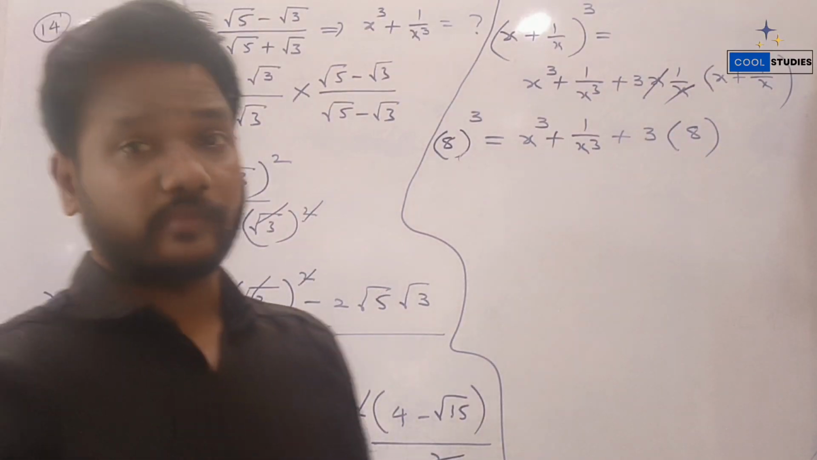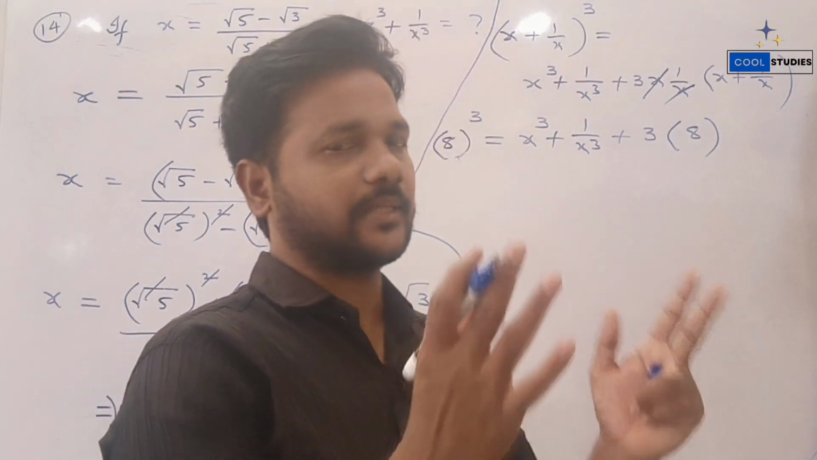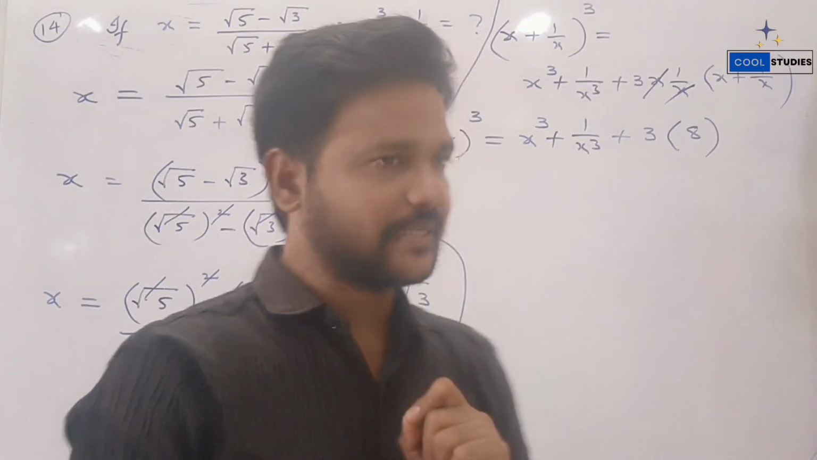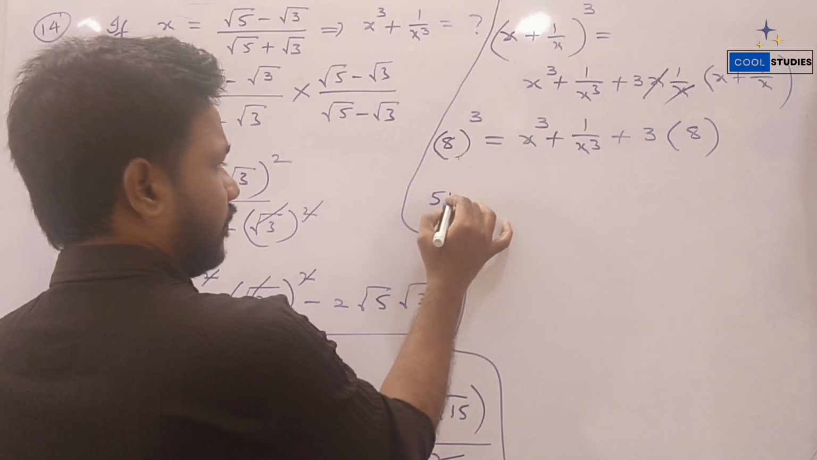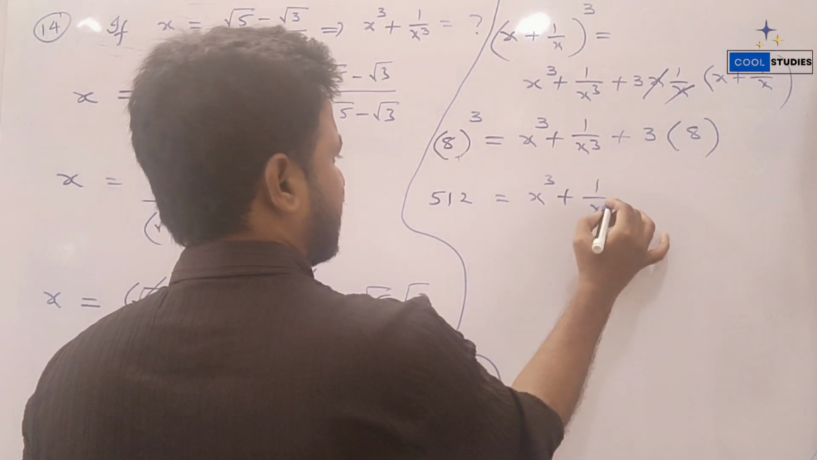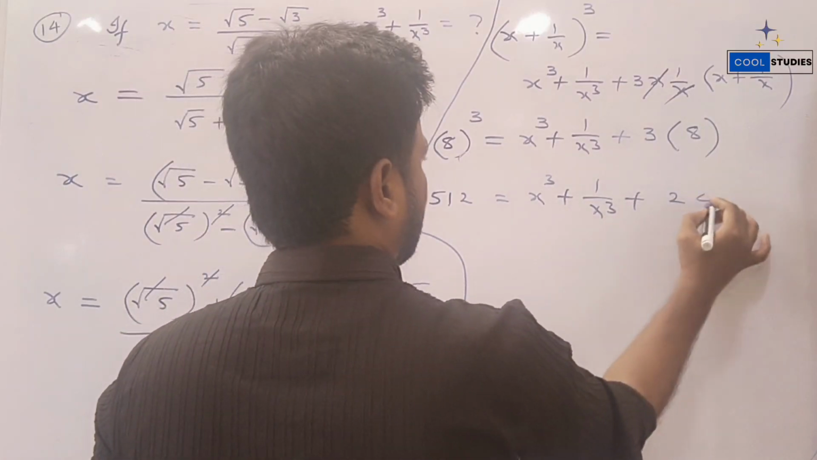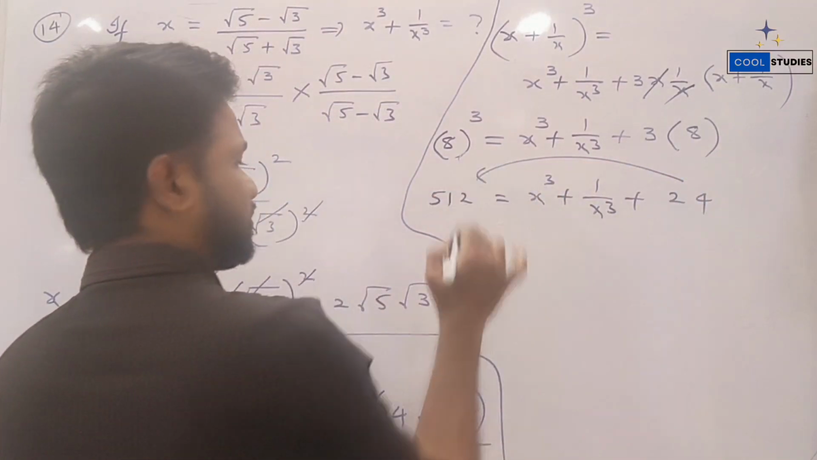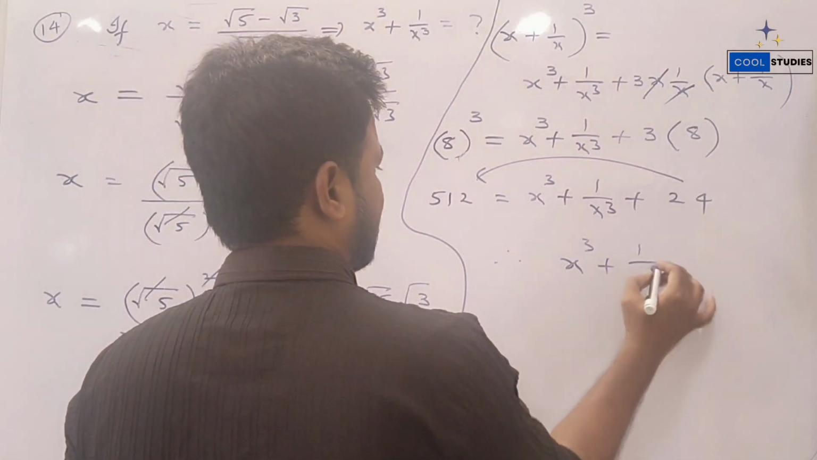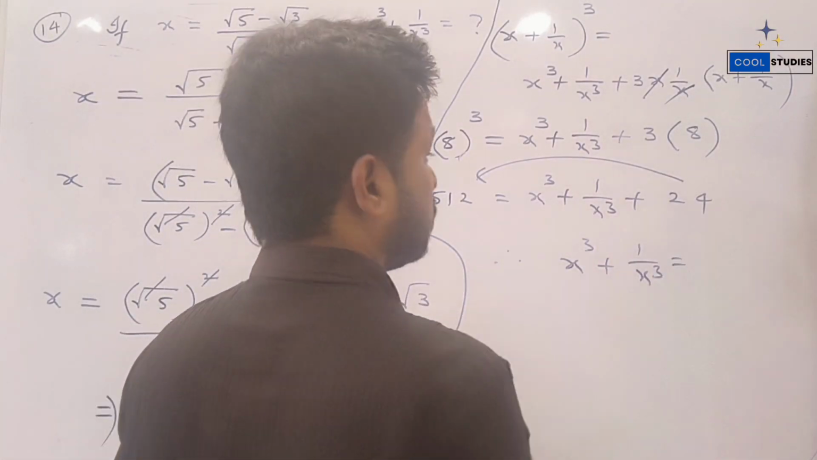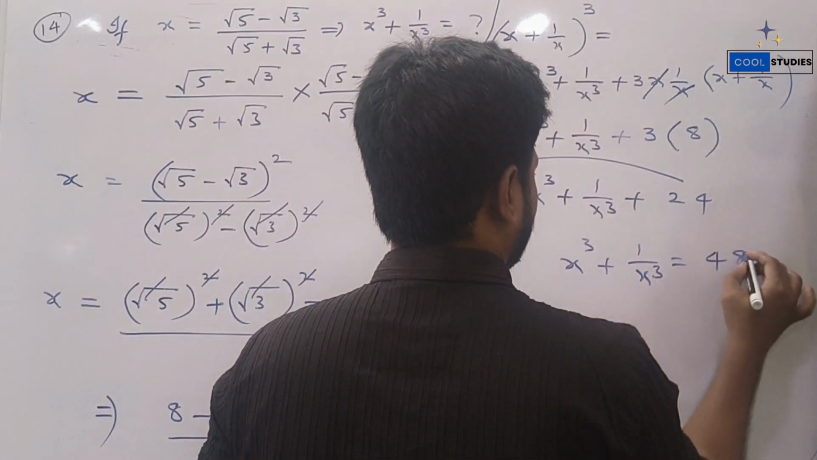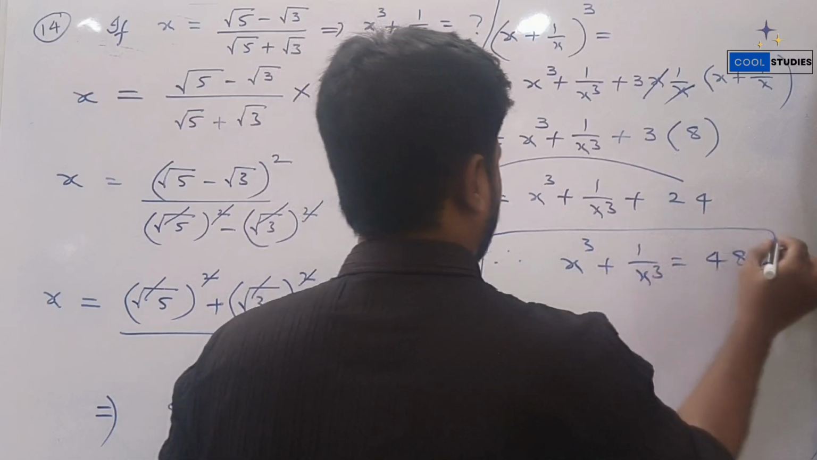Now tell me the value. 8 cube, what is the answer? 8 8s are 64, 64 into 8, 512 is the answer, right? 512 is equal to x cube plus 1 by x cube plus 3 8s are 24. 24 transposes to the left side. So we get the final answer: x cube plus 1 by x cube is equal to 512 minus 24, which is 488.